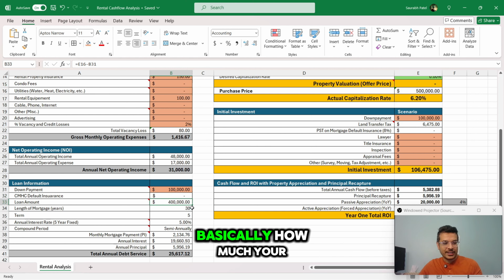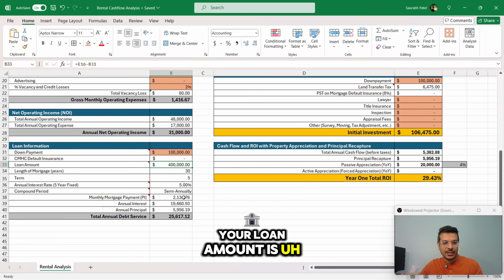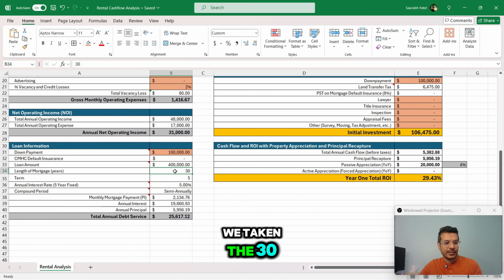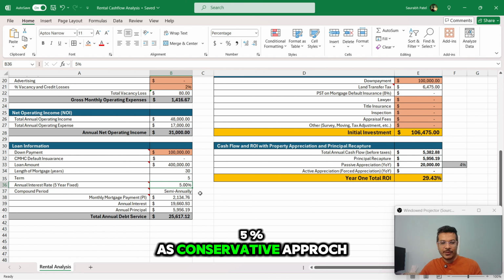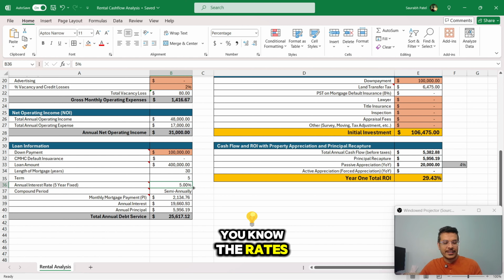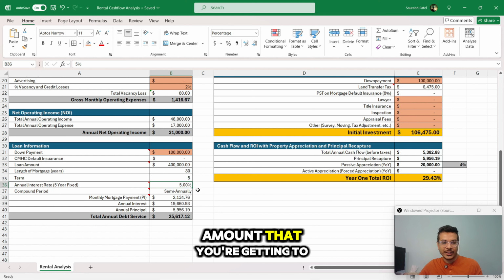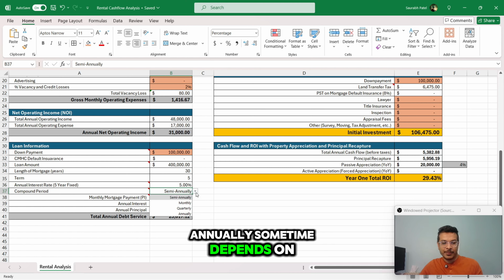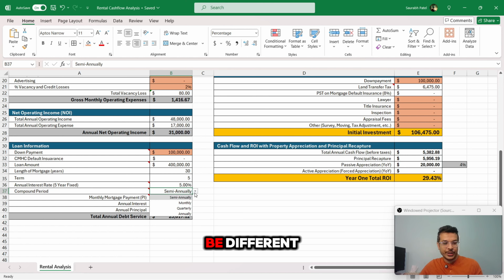The loan amount is basically your purchase price minus the down payment. So that's a 400k loan amount. We have taken a 30-year mortgage with a 5-year term, and we are taking 5% as a conservative approach for now. I know the rates have decreased a little bit, but for easier sake we'll just take the maximum amount that you're getting, so 5%. Compounding period is semi-annual. Sometimes, depending on your mortgage, the compounding period may be different, so just keep an eye on that and select your compounding period.